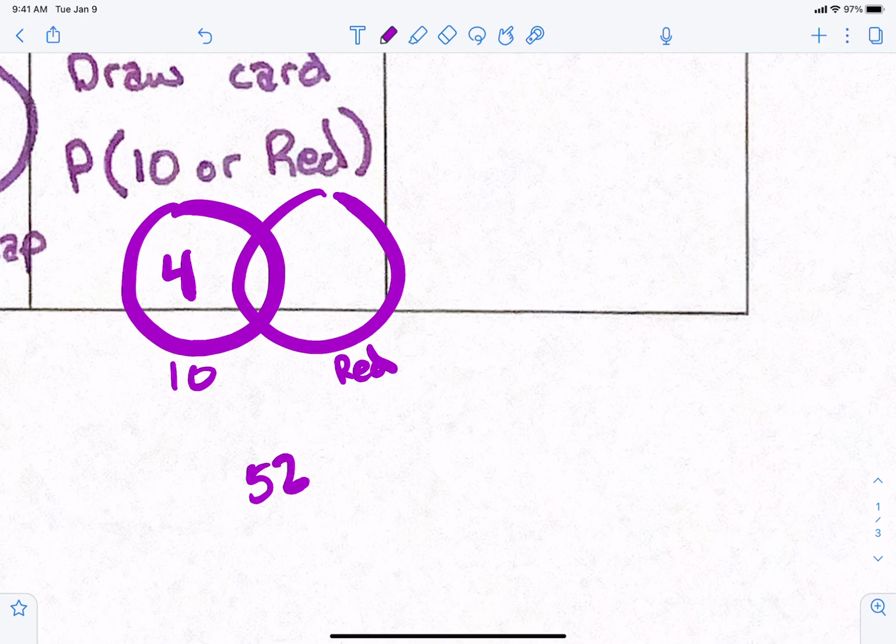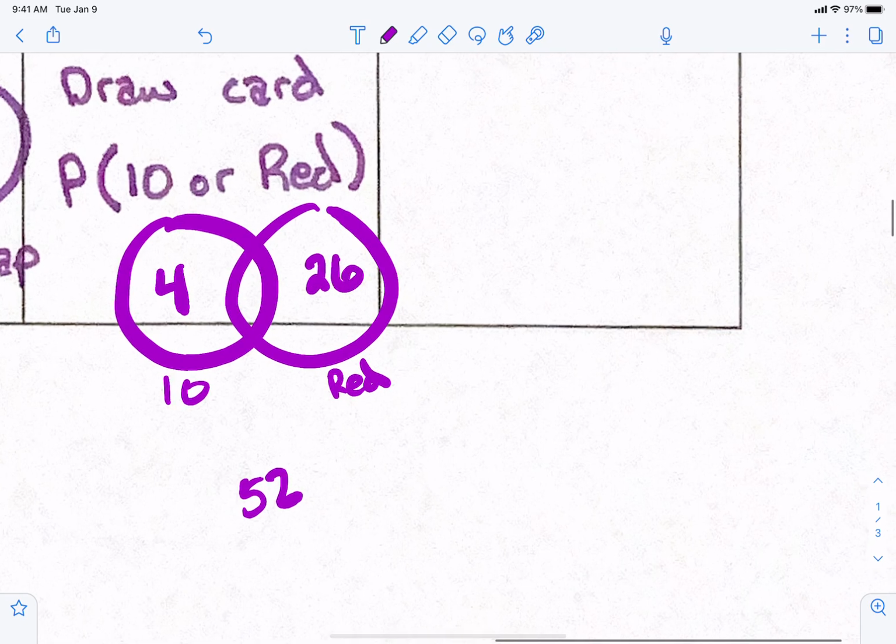52 total. We're talking about red. They're reds or blacks? 26, because it's the diamonds and the hearts that are red. Okay, 13 of each suit, but 2 suits are reds, so 26 are reds. How many 10s are also red? 2. There's 2 in the middle that are also reds.